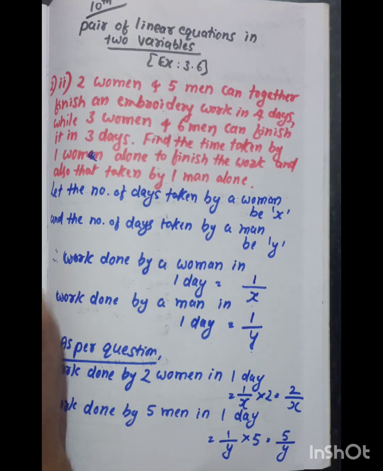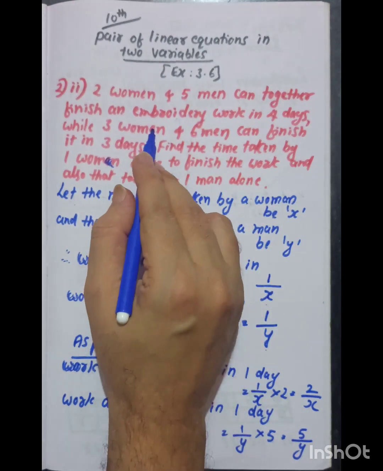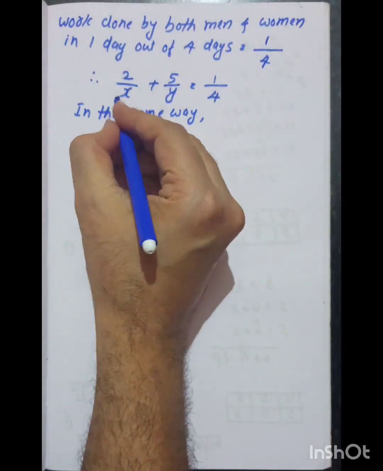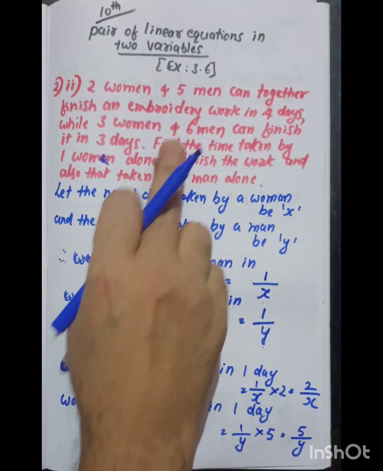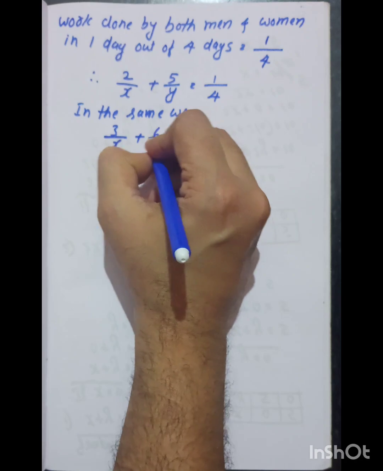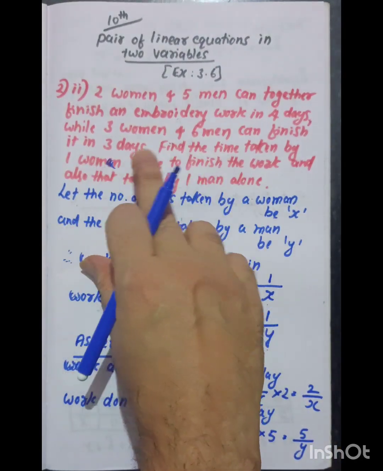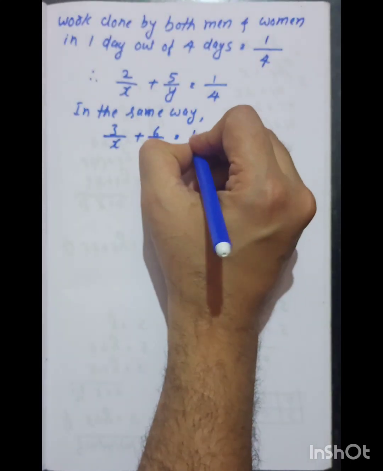In the same way, let's look at the further lines of the problem. 3 women and 6 men in 3 days. 3 women is written as 3 by x. 6 men is taken as 6 by y. In 3 days is taken as 1 by 3.